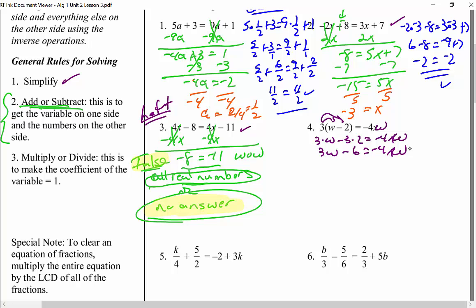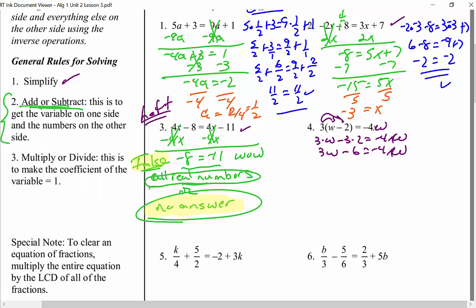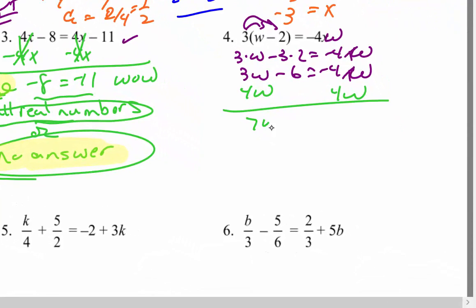So what side do you want the W's on? I'm going to put them on the left. So I'm going to add 4W to both sides. 3W and 4W is 7W, minus 6 equals negative 4W plus 4W is 0.